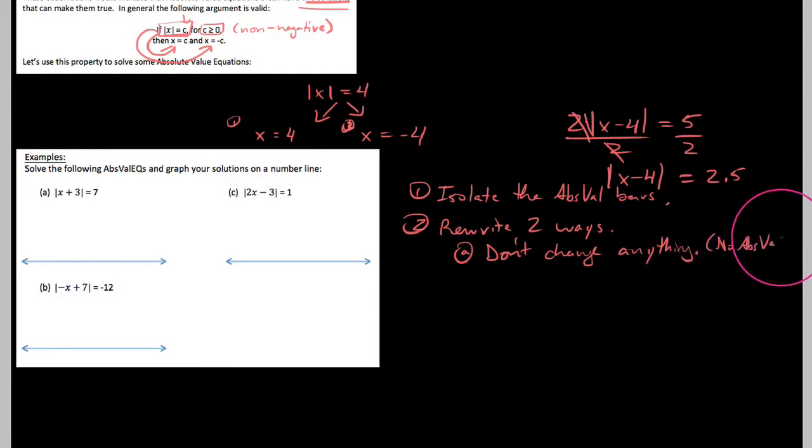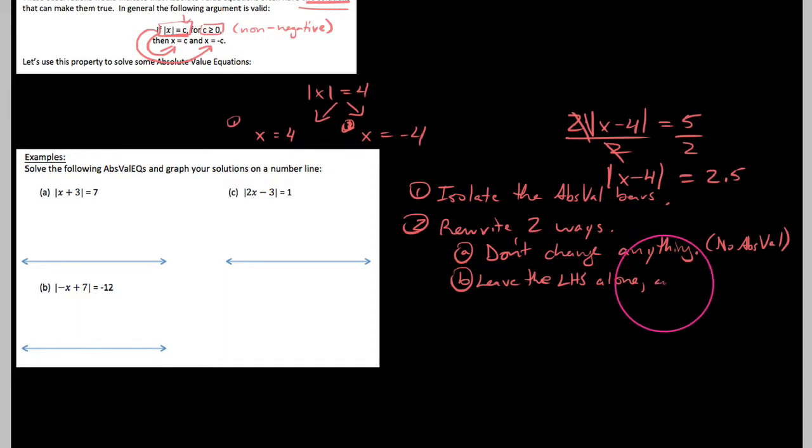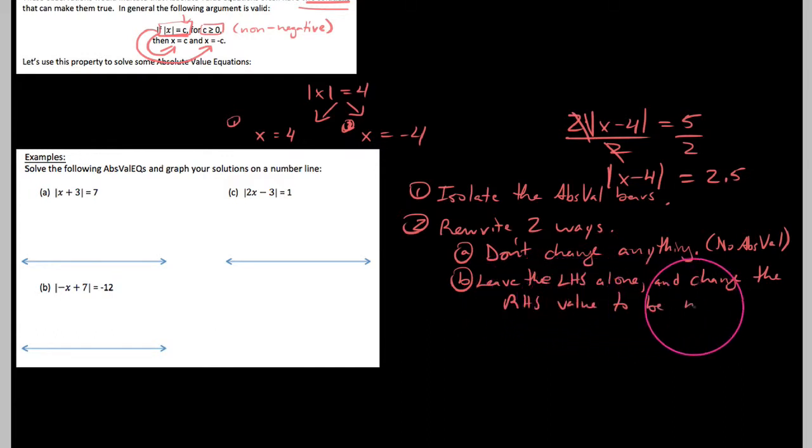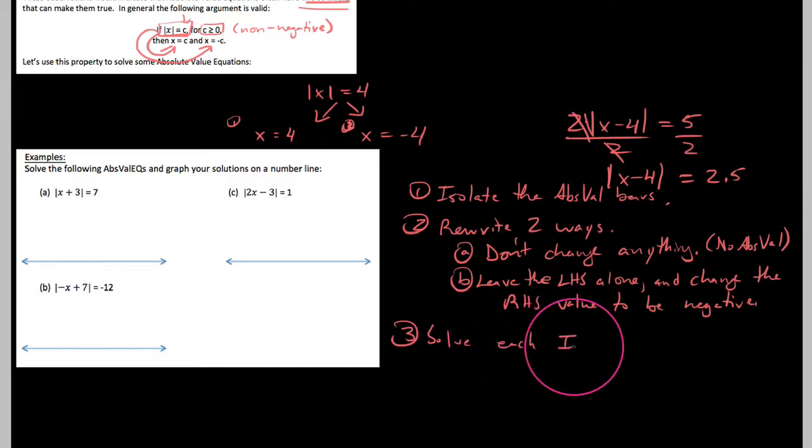Okay, we lose those. But the second way, we're going to leave the LHS, which stands for left-hand side in math, alone, and change the right-hand side value to be negative. And then the last thing we want to address, step 3, is solve each inequality individually.